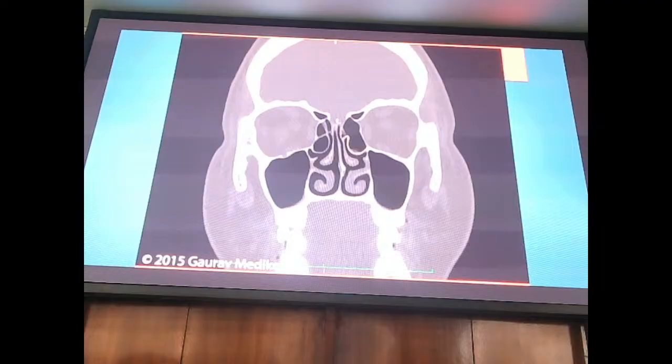So this is the basal lamella that you are seeing here. Now this is the partition between the anterior and posterior ethmoidal air cells, and beyond this you will start to see that the air cells become bigger in size, okay, and fewer in number.